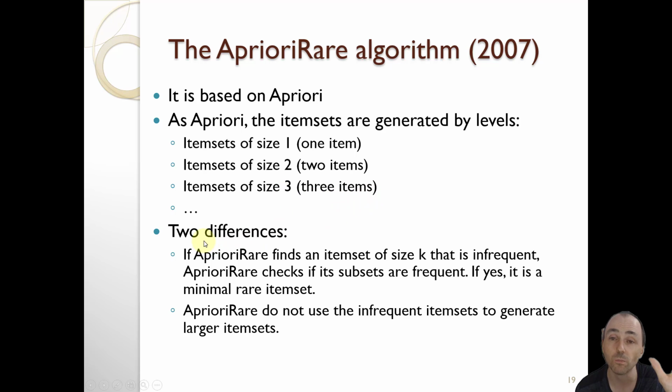There will be 2 major differences with a priori. If AprioriRare find an item set of size k that is infrequent, AprioriRare will check if the subsets are frequent. If yes, it is a minimal rare item set. And also, AprioriRare will not use the infrequent item sets to generate the larger item sets. This is like in a priori actually. It's not really a difference, okay?